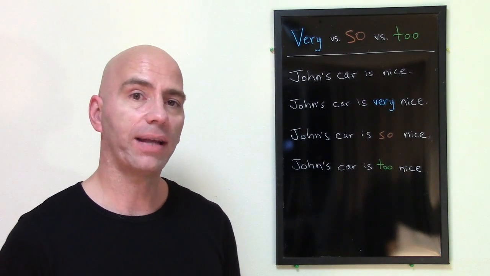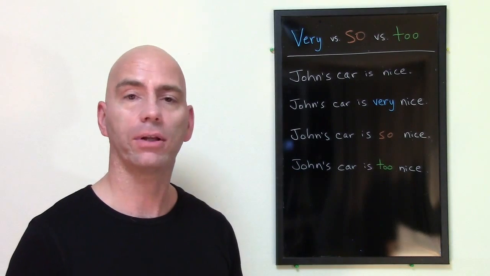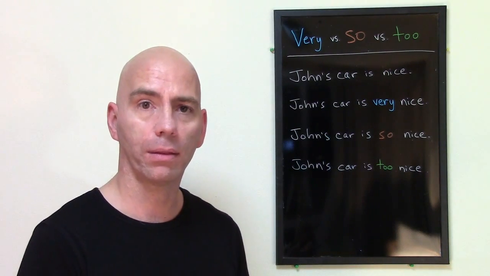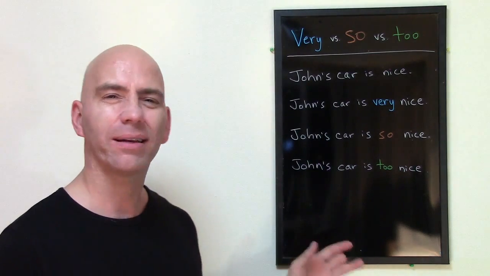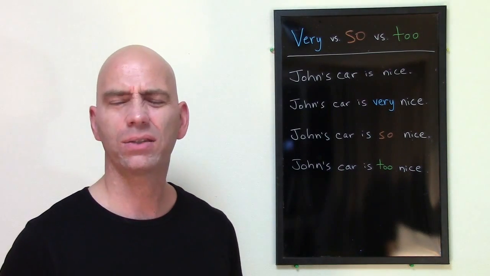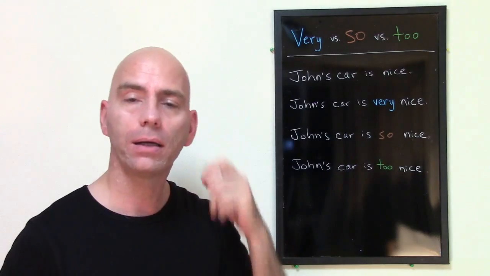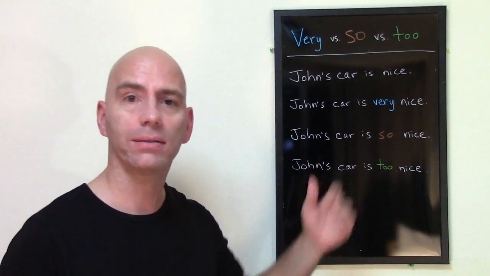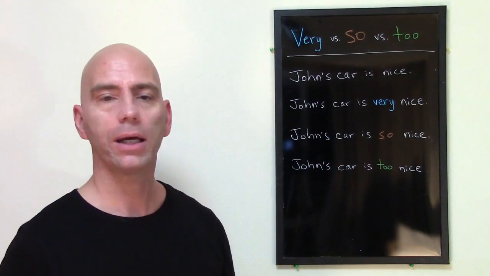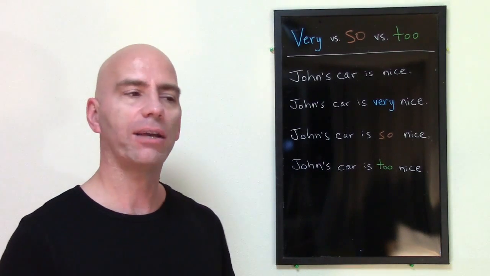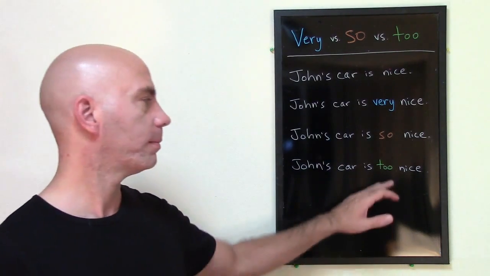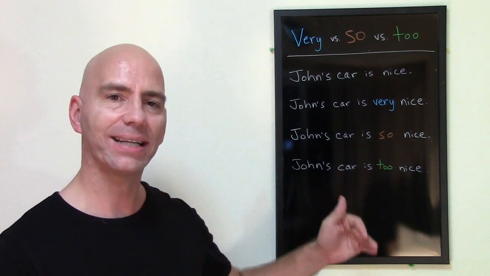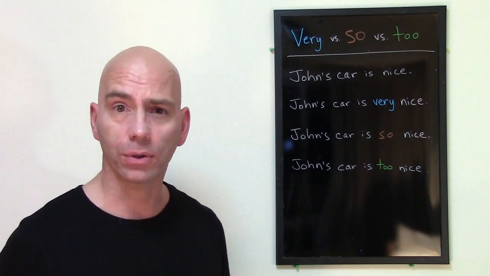But if David has a big family and he makes a lot of money and there's no problem with this house, then it doesn't match. You can't say it's too big. You can say it's very big. You can say it's so big, but you can't say it's too big. If there's no problem, you can't use the word too. Okay? The word too indicates a problem of some sort.